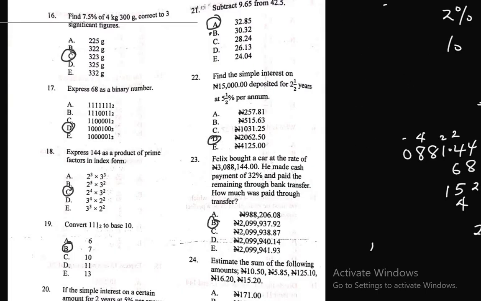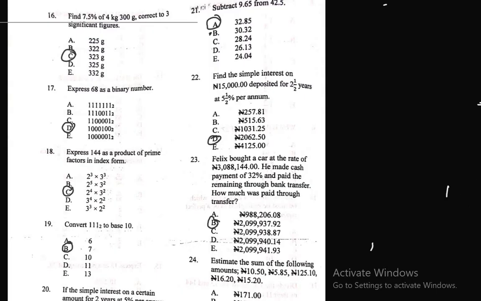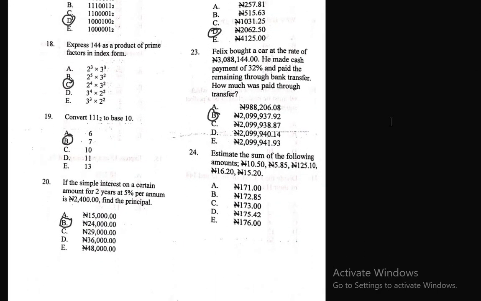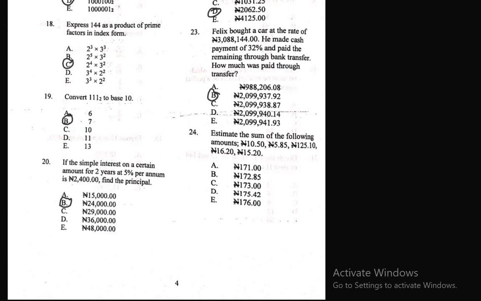Alright, we'll take question 24. Question 24 says, estimate the sum of the following. So, if you estimate 10 naira, 50 kobo, as a whole amount, since this is up to 5, round it up to 1, add it to 10, that is 11 naira.